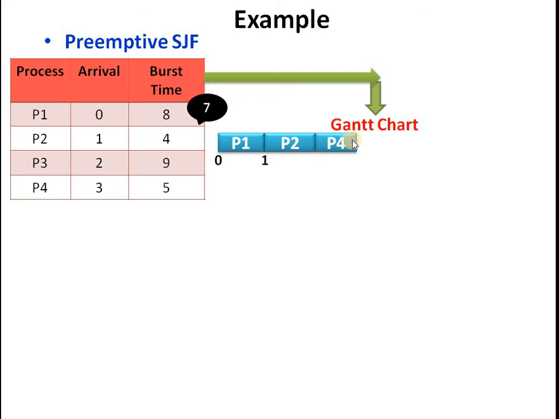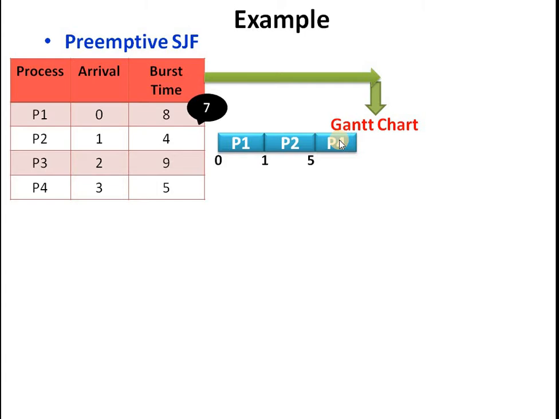Next, P3 enters the system, but it has a higher burst time. So P2 is continued. After that P4 enters the system, it having 5 milliseconds. As compared to P2, it is also a higher burst time. So P2 will continue its execution. Its total burst time is 4. So 1 plus 4 is 5.